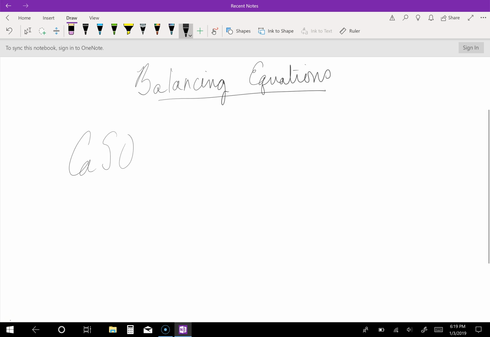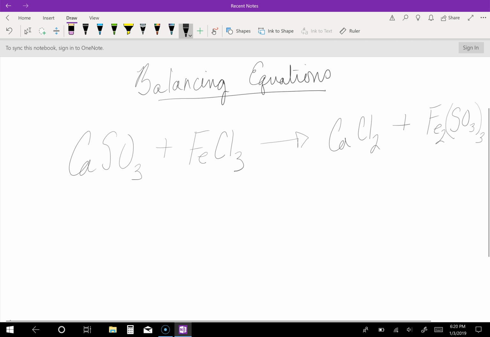Here's another example using some of the polyatomic ions that we talked about. Calcium sulfate, and then we have iron chloride. The result is they're going to switch partners, and we'll end up with calcium chloride and iron sulfate. Notice here again we have a sulfate, so it is polyatomic, so we want to treat it as a singular unit. So I'm going to find a metal.